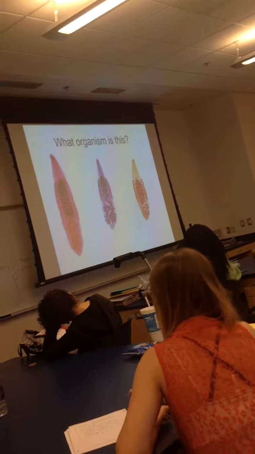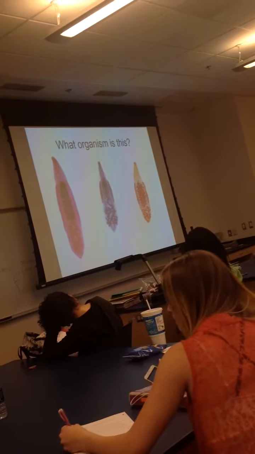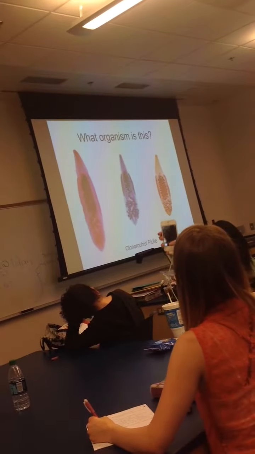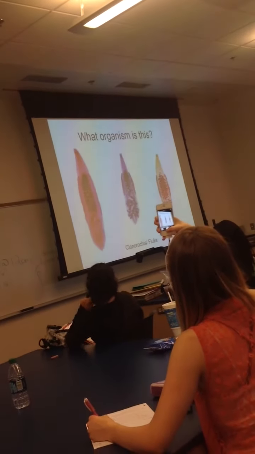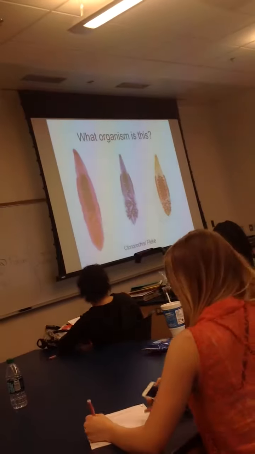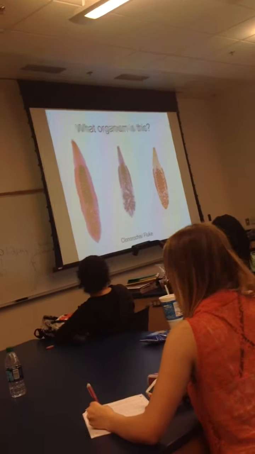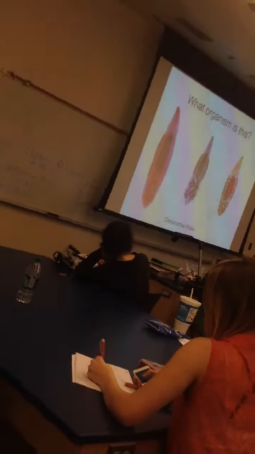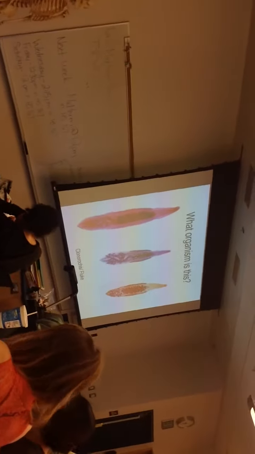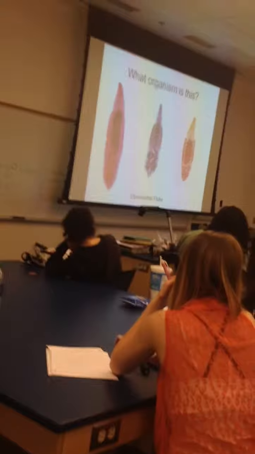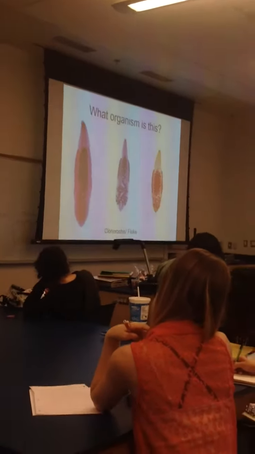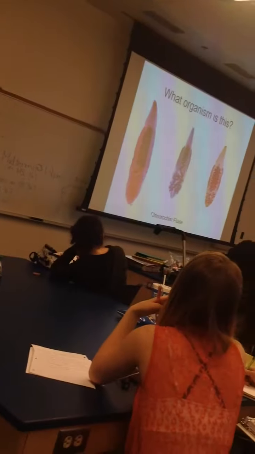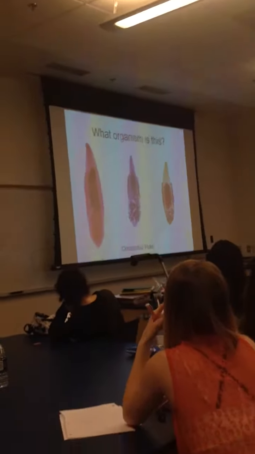What is this? Clinorchis, or your Chinese liver fluke. How did we know it was Clinorchis? I know some of you know because you sketched it, so it's easier for you. But how do we know it's Clinorchis or the fluke? Its shape, okay. How else do we know?